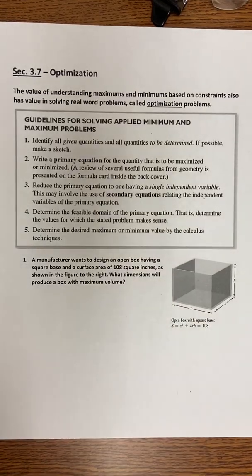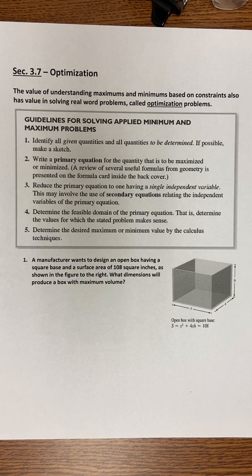Hello everyone, let's do 3.7, which is called optimization. It's primarily word problems that generally deal with maximums and minimums, which means you need to know a general equation or relative quantities to each other, possibly make a sketch in order to find maximums and minimums.